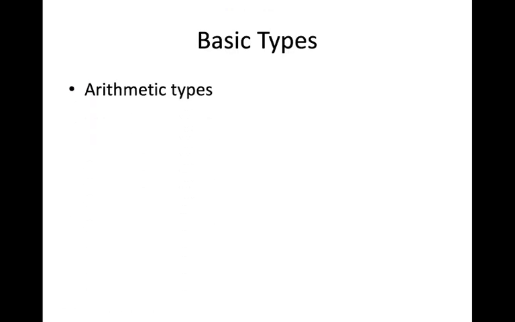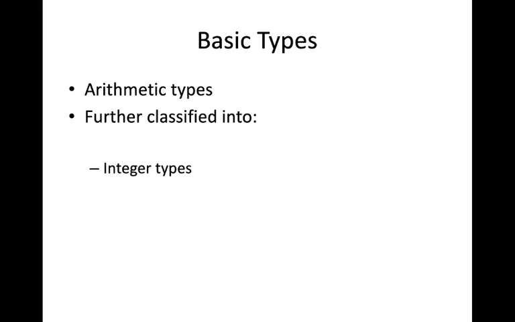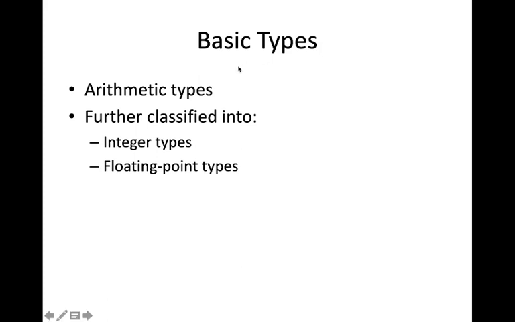So basic types can be divided into arithmetic data types. It can be further classified into integer types and floating point types. Integer types means it can take only integer values like 25, 35, like that. Floating point types means it can take a decimal part like 25.73. If you want to have a decimal or fractional part also, we have to specify using floating point types.